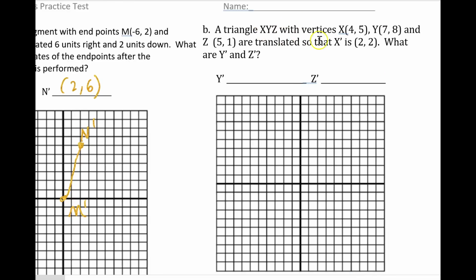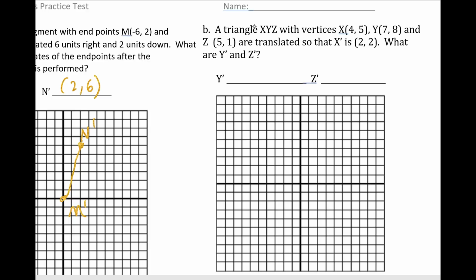Triangle XYZ with vertices given is translated so that X prime is (2, 2). What are Y prime and Z prime? Okay, for the sake of time, we're not going to graph this. You would graph it in the future, but this video is going to be super long if I graph everything. So graph them on your own. I will be checking to make sure you graphed on your own.